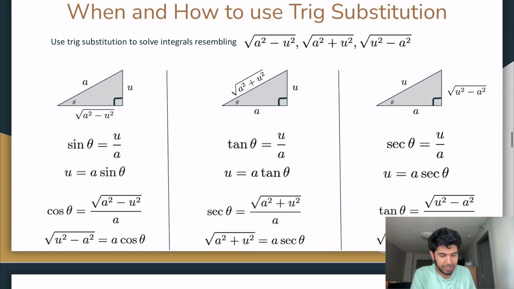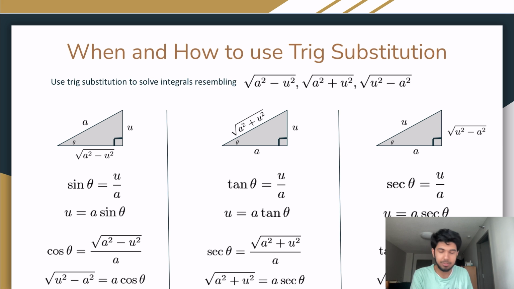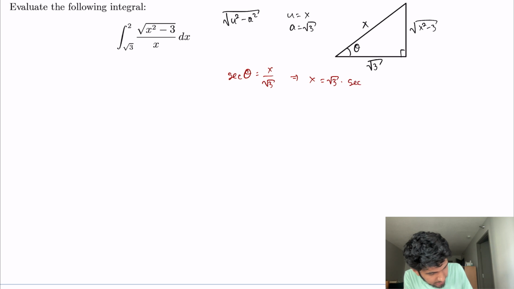Cool. Let's just scroll back to see which column we're under. It's this one, so we'll need to compute secant of theta and tangent of theta. So let's do that. Secant of theta is equal to hypotenuse over adjacent. I always forget this, so I need to say it out loud just to help myself. So this is x over the square root of 3, and we can solve for x by saying x equals the square root of 3 times secant of theta. Good. Tangent of theta is equal to opposite over adjacent, so this is the square root of x squared minus 3 all over the square root of 3.